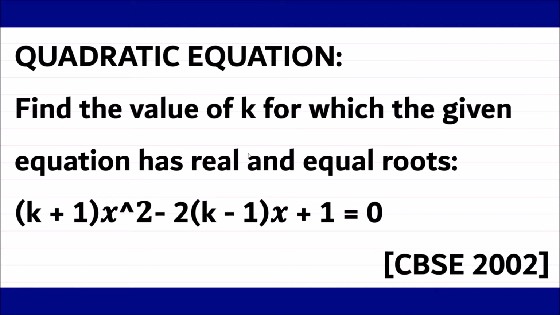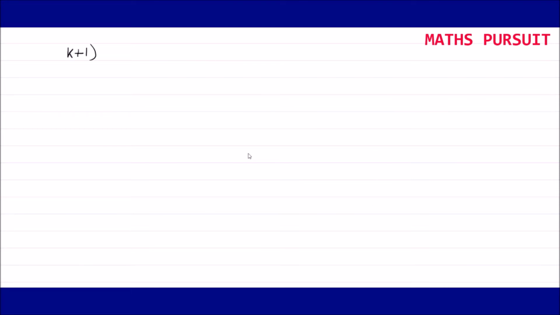So the given equation is (k + 1) x^2. Let us start writing it down. It is (k + 1) x^2 - 2(k - 1) x + 1 = 0. So guys, this equation is of the form (k + 1) x^2 - 2(k - 1) x + 1 = 0.